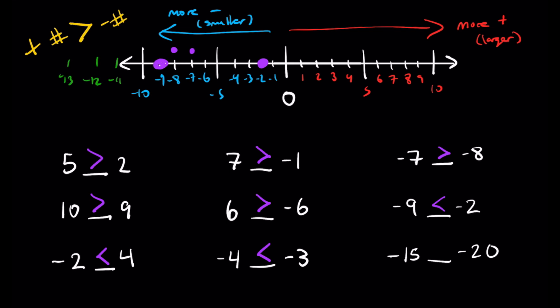Negative 15 and negative 20. If we continued this number line, we would have negative 11, negative 12, negative 13, and so on and so forth. And maybe here would be negative 15. Negative 20 would be somewhere out here. So negative 15 is here. Negative 20 is over here somewhere. Negative 15 is further to the right, so it's going to be larger than negative 20.